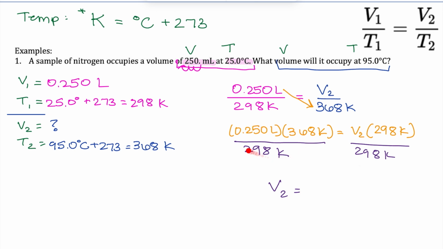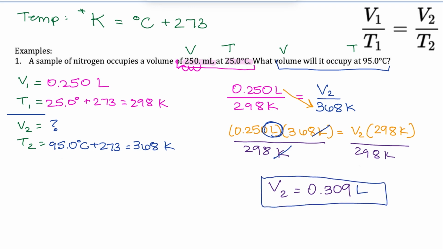Go to our calculator and plug those in. Looking at our sig figs, 3 sig figs, 3 sig figs, 3 sig figs. And so we get 0.309. Looking at our units, Kelvin and Kelvin canceled here. We're left with that liters unit, and so that volume is 0.309 liters.